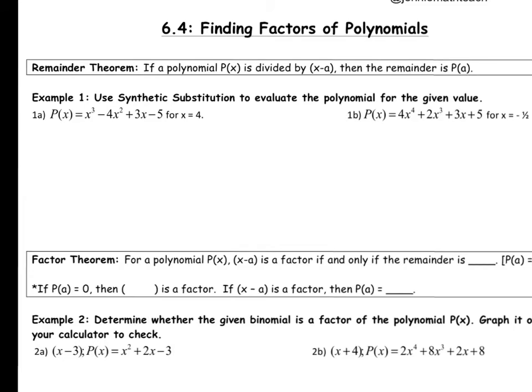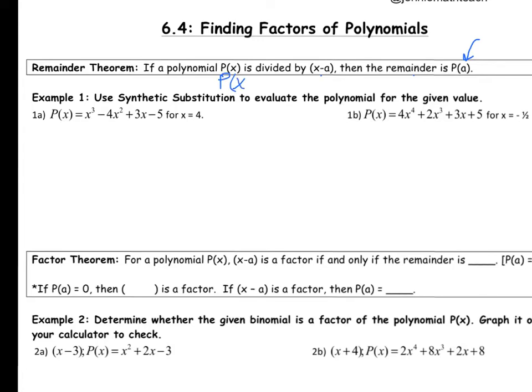The first thing we learn about in 6.4 actually sort of comes from 6.3. It's called the remainder theorem, and it means if you take a polynomial and you divide it by a factor, then the remainder is the exact same thing you would get as if you plugged a from the factor right into the polynomial. So let me write you some symbols.